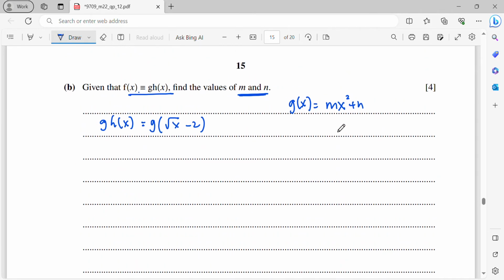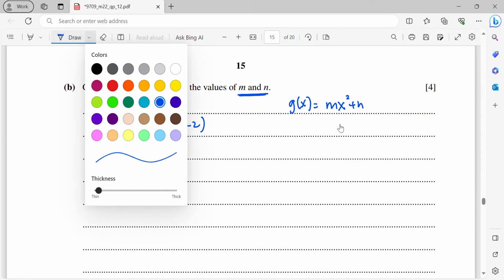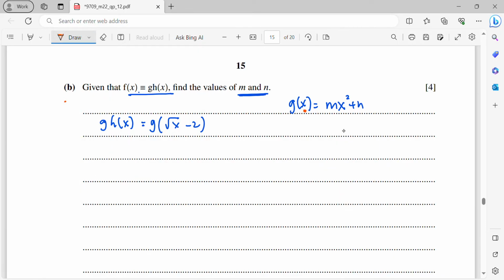Right? Now, when you compare, your x now has been changed to these two terms, which means I have to change this x to these two terms as well. So it will be m of square root x minus 2. This is my new x, then you square it, plus n. So I will do the expansion first. It will be m of square root x squared is x, then minus 4 square root x plus 4, then plus n, and I will do the expansion.